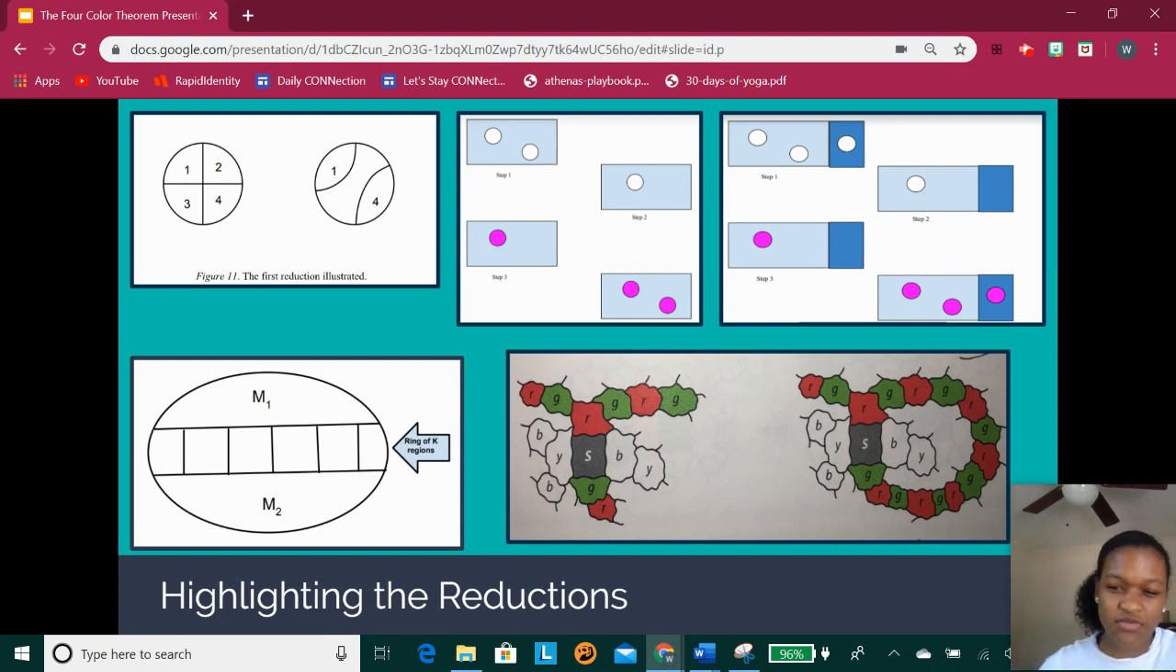And then the fifth and sixth reduction address something called Kemp chains and rings. Kemp chains are essentially alternating the colors of a chain of regions that form a ring or a circle. You just alternate the colors so you don't waste too many colors, because you're trying to color the map with 4 colors or less. So if you have a ring of regions, you can just alternate the colors to save the other two colors for other regions.